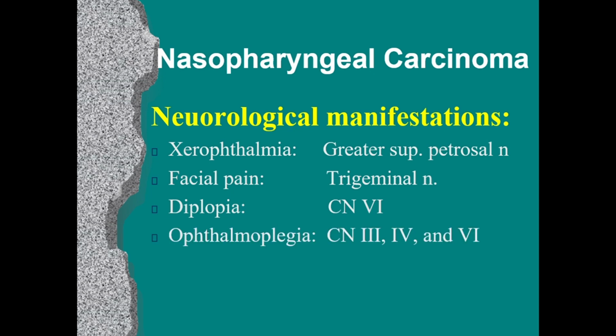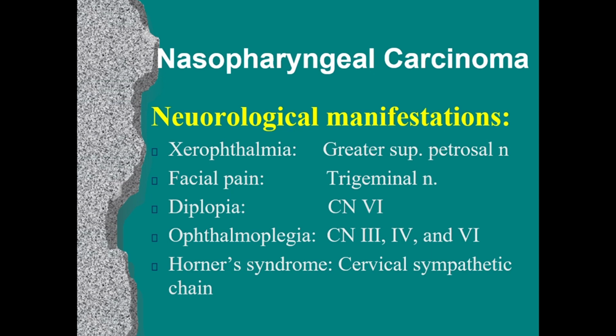Ophthalmoplegia means paralysis of cranial nerves number 3, 4, and 6 due to invasion of the tumor into the superior orbital fissure. The superior orbital fissure is a lateral and anterior relation to the sphenoid and the nasopharynx. Horner syndrome is paralysis of the cervical sympathetic chain due to lateral extension of the nasopharyngeal tumor through the superior constrictor muscle, then to the parapharyngeal space where the carotid sheath is present.